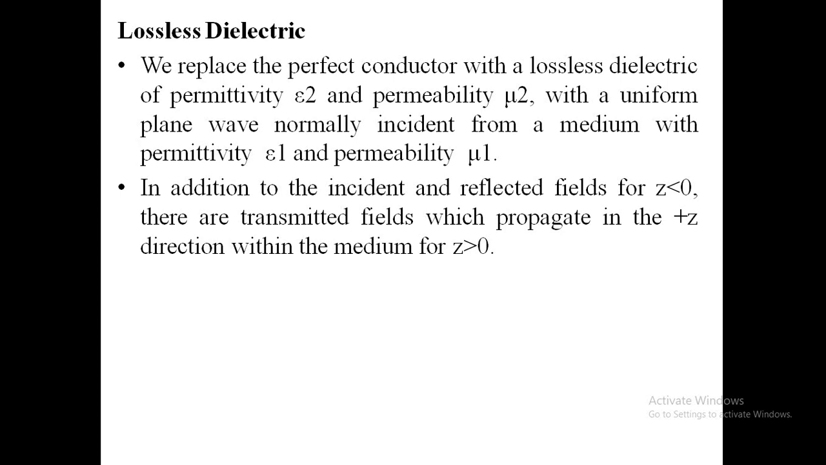Lossless dielectric. We replace the perfect conductor which we saw previously with a lossless dielectric medium of permittivity epsilon 2 and permeability mu 2, with a uniform plane wave which is incident normally from another medium with permittivity epsilon 1 and permeability mu 1. In addition to the incident and reflected fields for Z less than 0, there is another transmitted field, obtained as the wave is partially reflected and partially transmitted. So the incident wave is partially reflected across the negative Z direction and is partially transmitted across the positive Z direction.